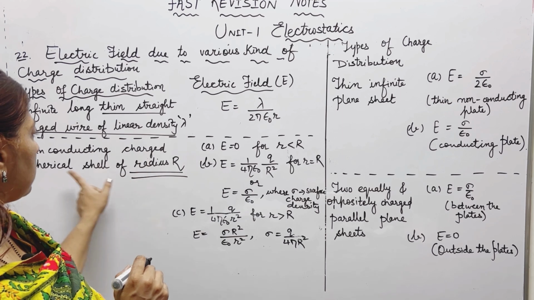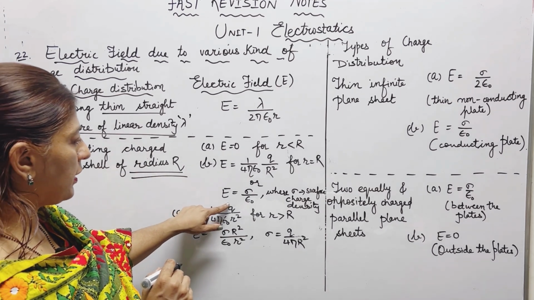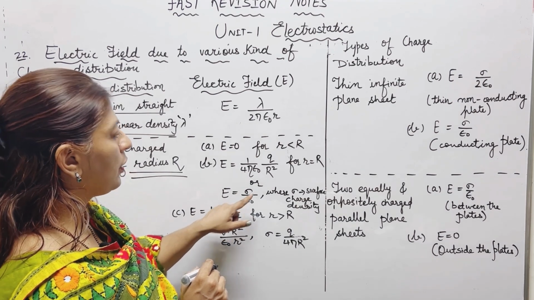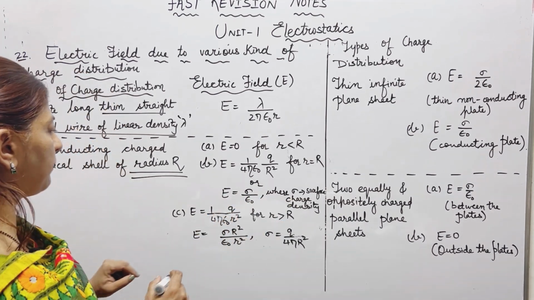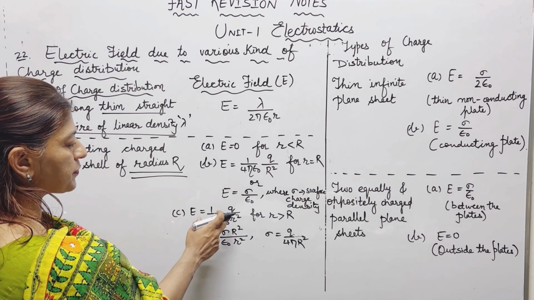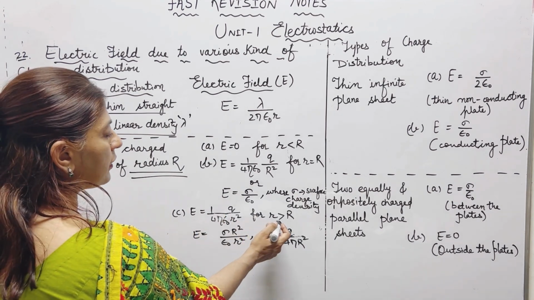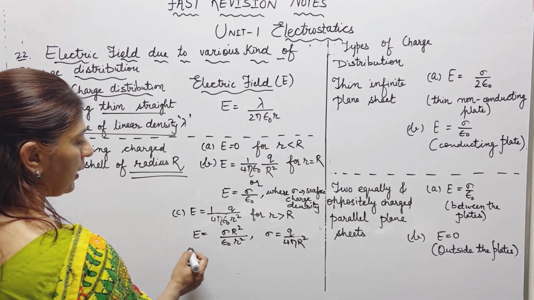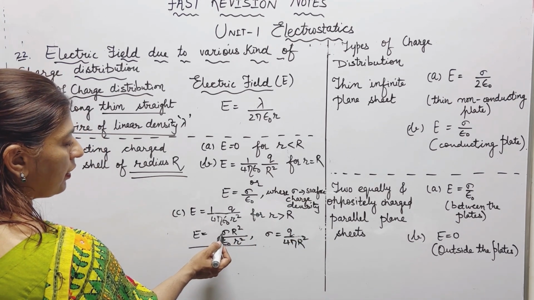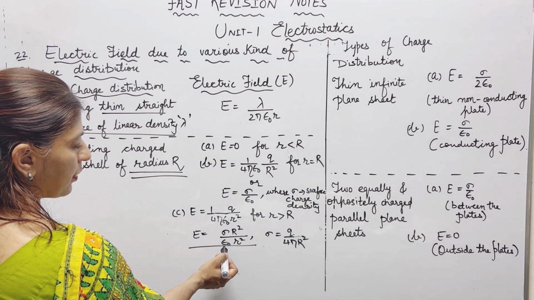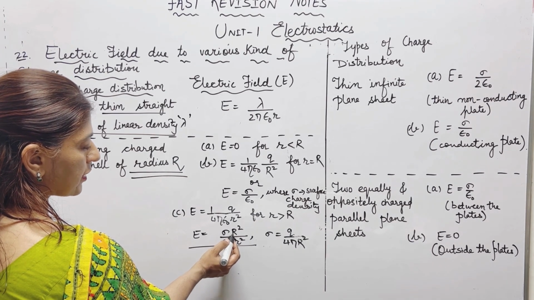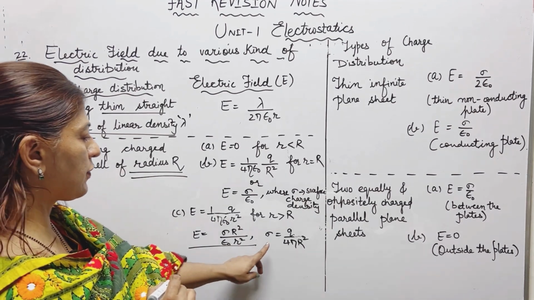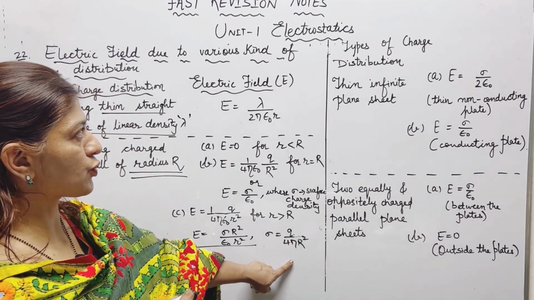On the surface of the spherical shell, E is also equal to sigma by epsilon naught, where sigma is the surface charge density. The electric field is equal to 1 by 4 pi epsilon naught q by r square for r greater than R, when the distance is greater than the radius of the spherical shell, and it can be given by sigma R square divided by epsilon naught r square. R is the radius and r is the distance at which it is being observed. Here the surface charge density is given by q by 4 pi R square.